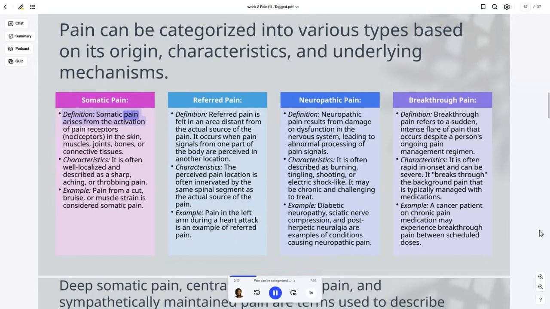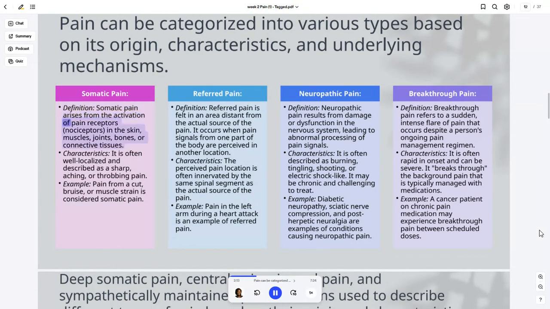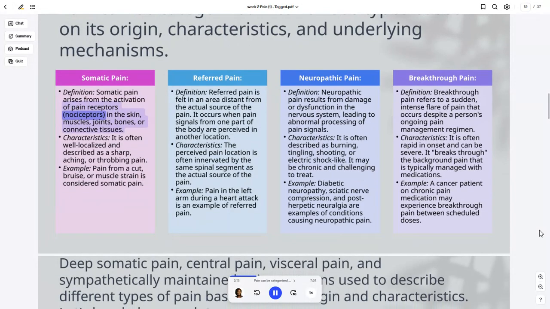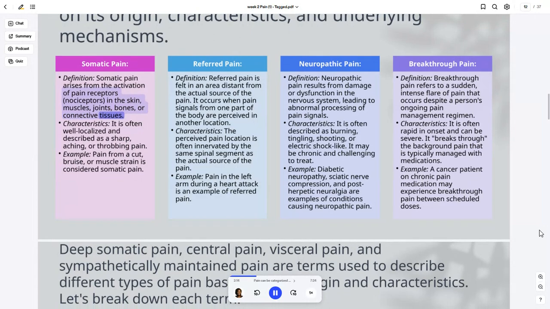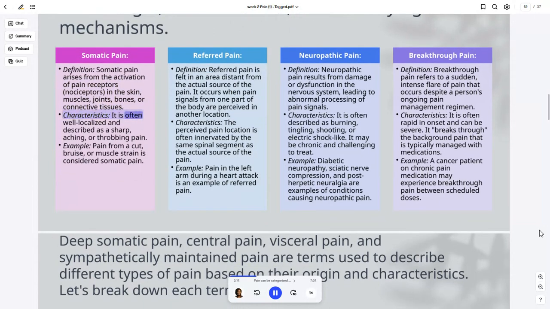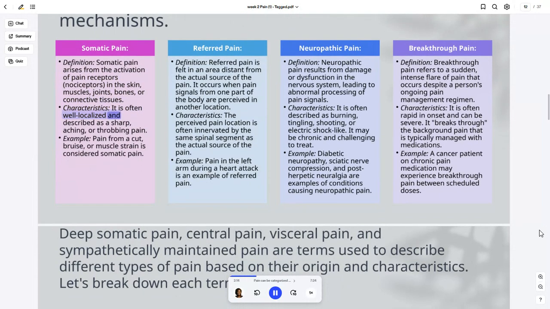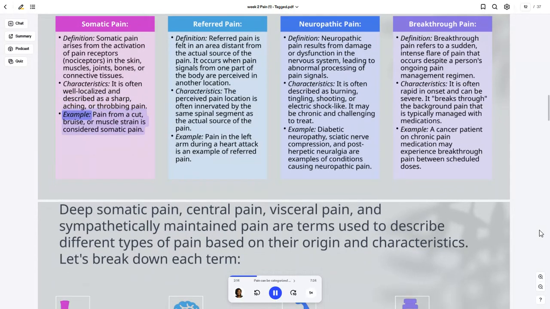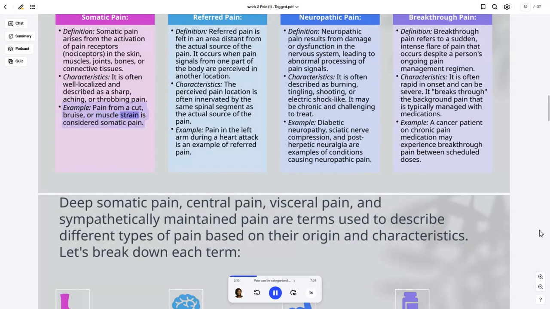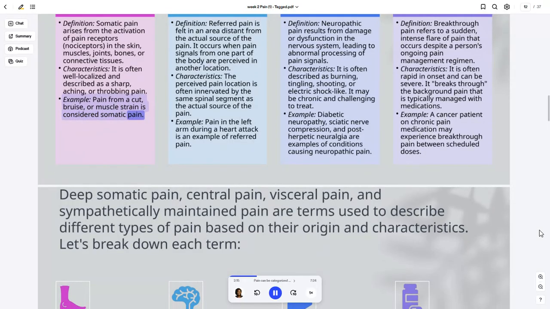Definition: somatic pain arises from the activation of pain receptors, nociceptors, in the skin, muscles, joints, bones, or connective tissues. Characteristics: it is often well localized and described as a sharp, aching, or throbbing pain. Example: pain from a cut, bruise, or muscle strain is considered somatic pain.